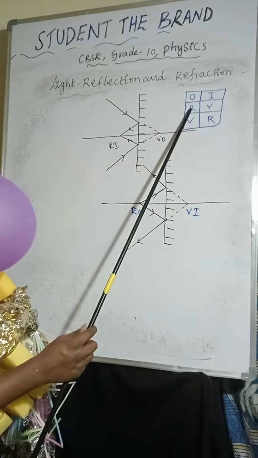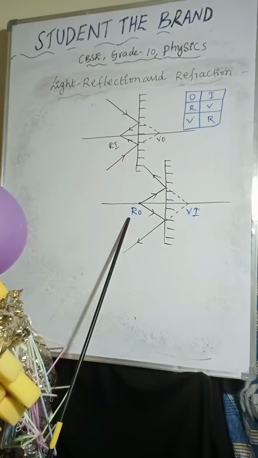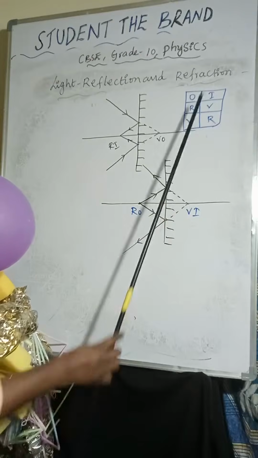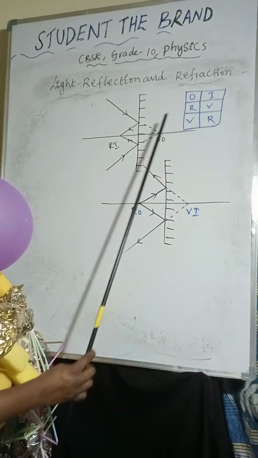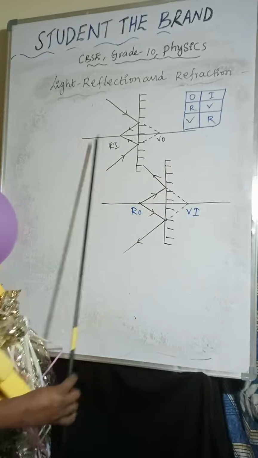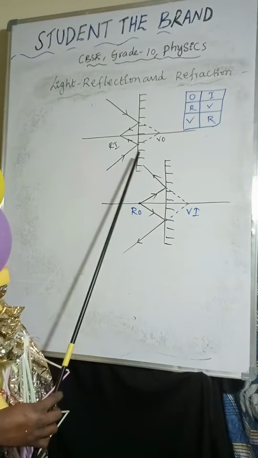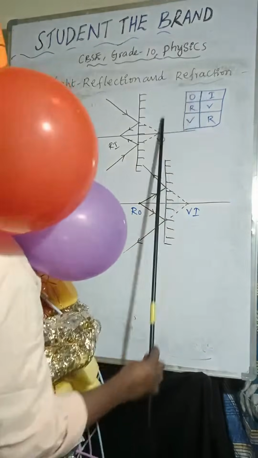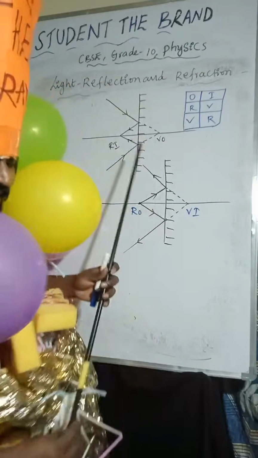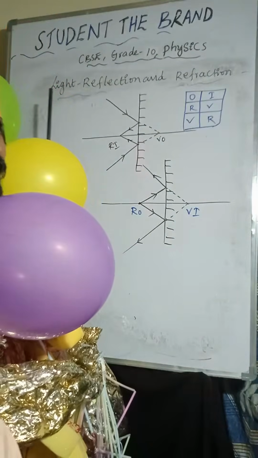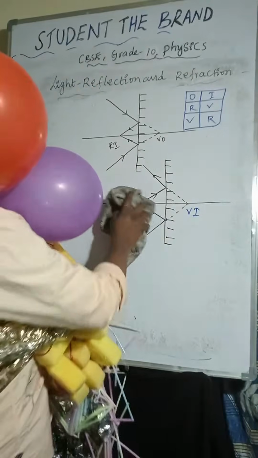Object is real, this is a real object, so virtual image. Object is virtual, image is real. So easily we can identify. This table is very important, so make sure that you are remembering this table.